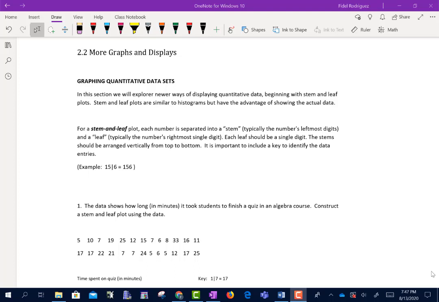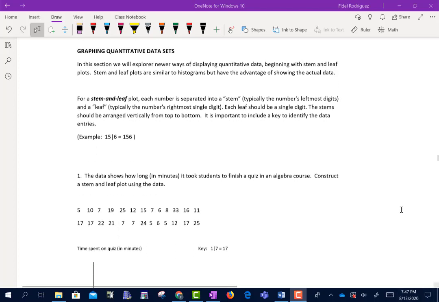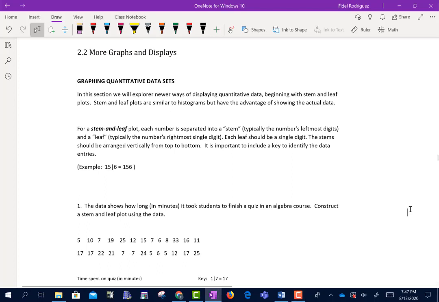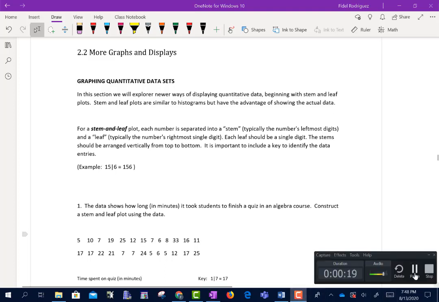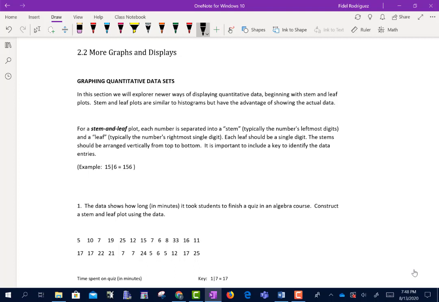All right, so section 2.2 talks about more graphs and displays. And, sorry guys, my pen is still freezing up. Let me see if I can get this to work. Hold on one second. Okay, so more graphs and displays. So let's see, what do we have here?